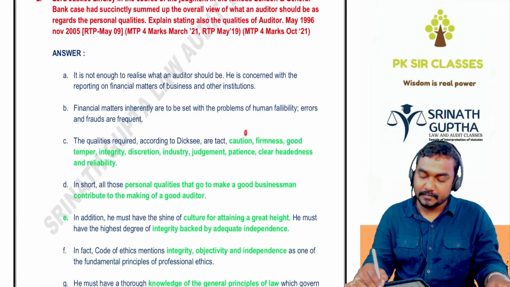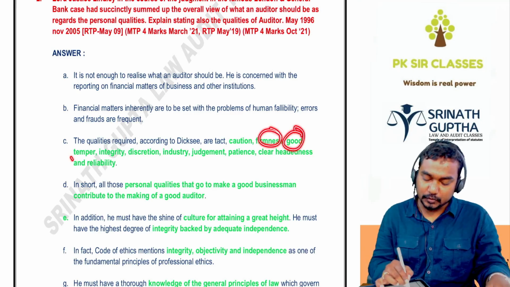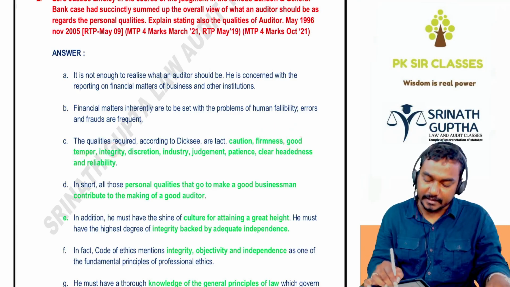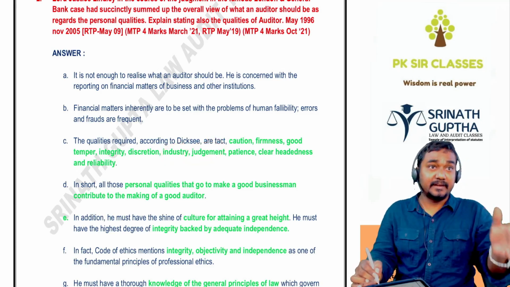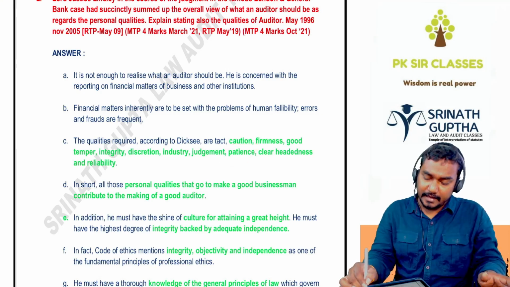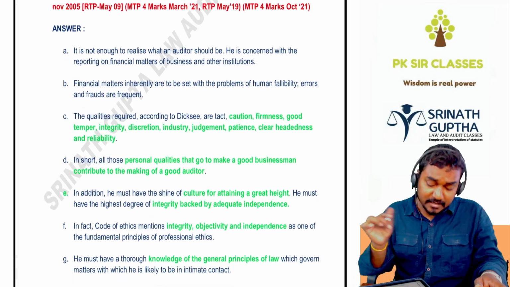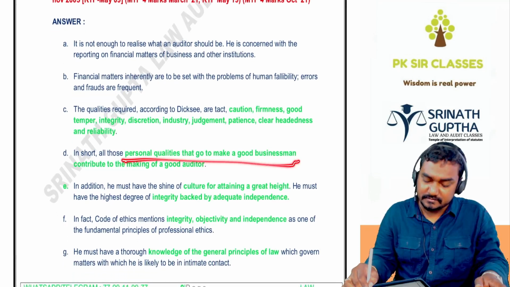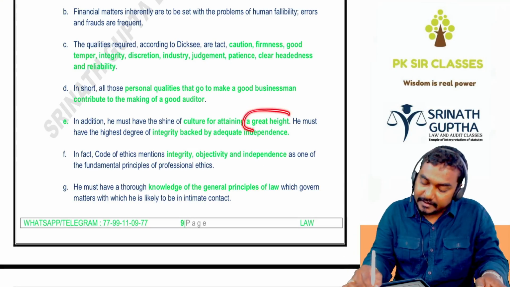He should be cautious. He should maintain firmness. He should maintain good temper. Maintain integrity. Maintain discretion. Should have knowledge of judgmental skills. He must have clear-headedness. He must have the qualities of a good businessman. He must have the culture of attaining great heights.